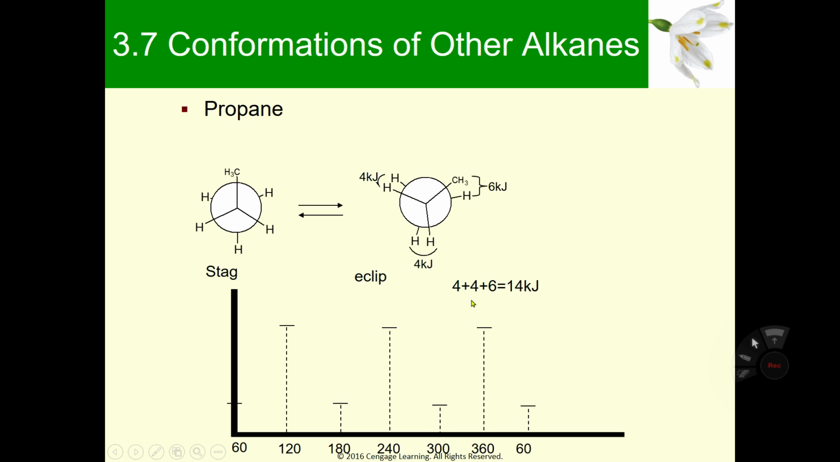So if you compare the staggered conformation and the eclipsed conformation of propane, we can easily understand that the energy difference between these two conformers is 14 kilojoules, right? This is staggered, this is eclipsed, staggered, eclipsed, staggered, eclipsed, and we can draw the lines like this, and we can draw the energy diagram between the staggered and eclipsed conformers of propane.